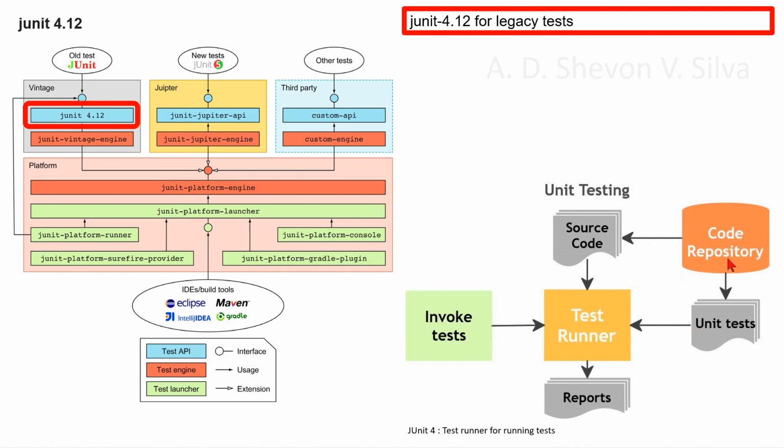Here the code repository is connected to source code and unit tests. Here the source code is connected to test runner and unit test is connected to test runner. Invoke tests are connected to test runner, and test runner is connected to reports.